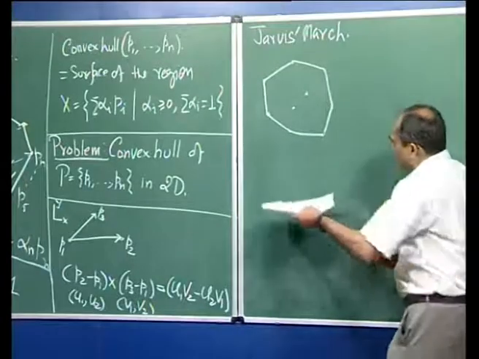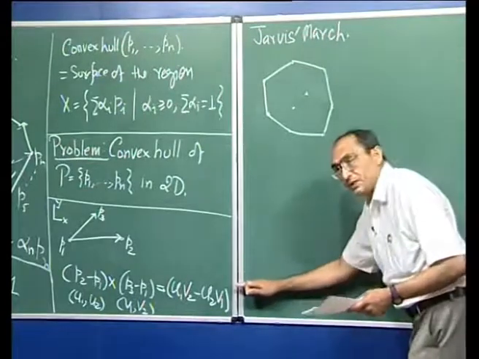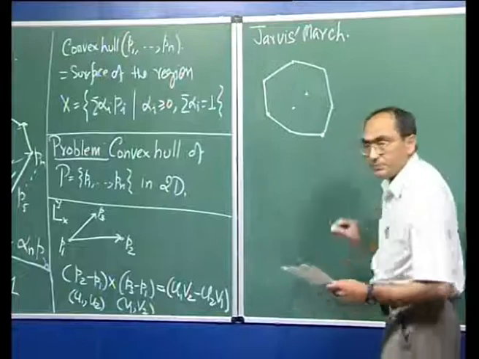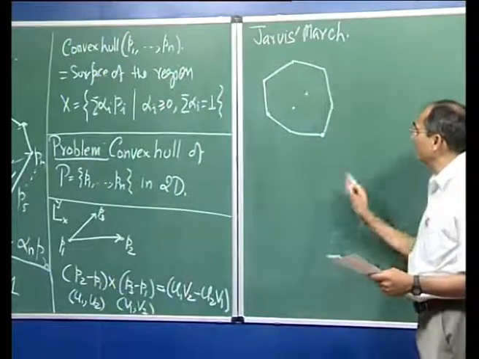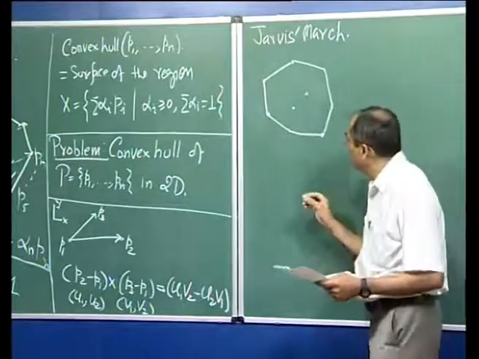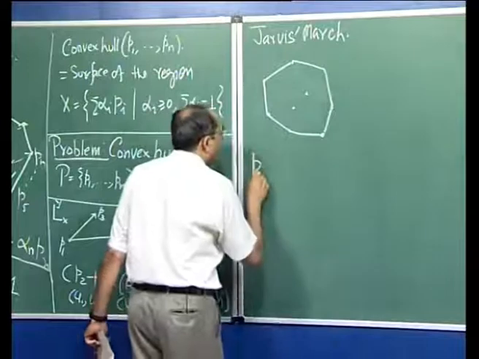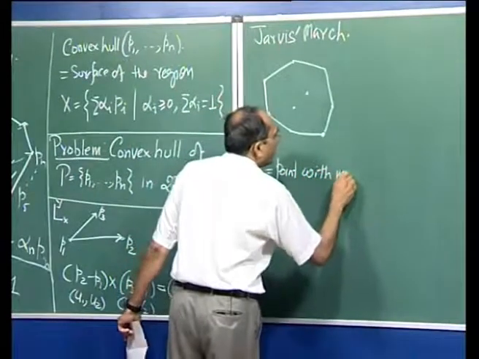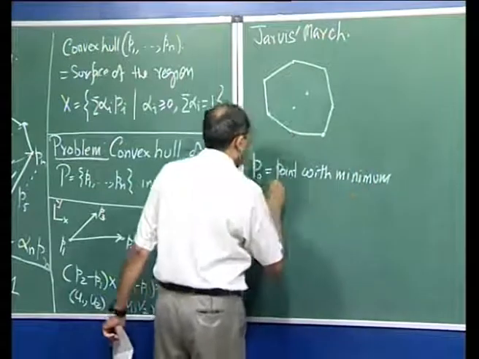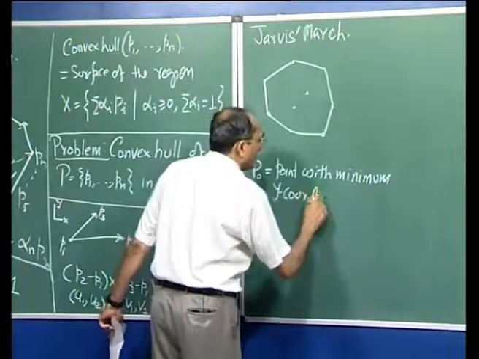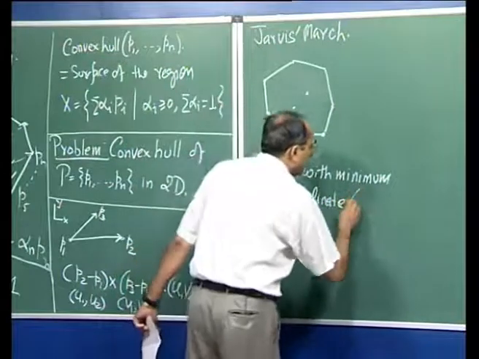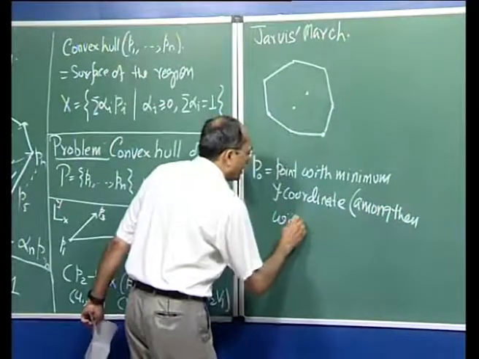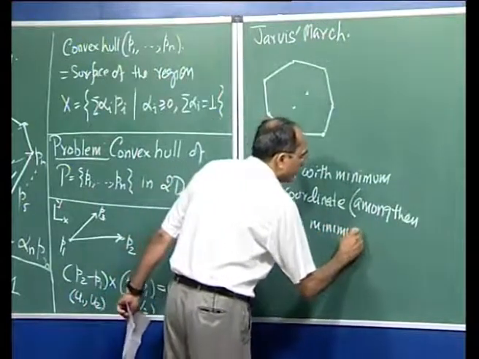Now, if I take a horizontal line at y equal to minus infinity, and bring it up, then it is going to hit the lowest point. If there is more than one lowest point, then pick the one with the minimum x value, and let us call that point P naught. P naught is the point with minimum y coordinate, and among them with minimum x coordinate.